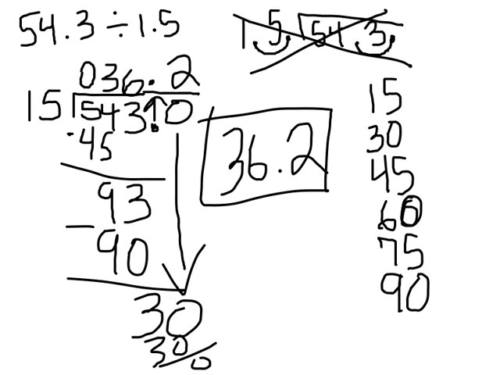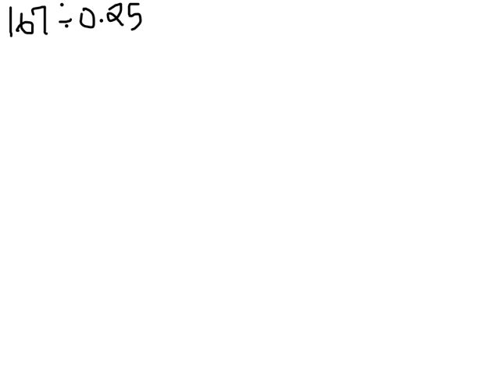Let's do another one. Hey guys, let's look at this next one. 167 divided by 25 hundredths. First thing I'm going to do is set up my division problem. 0 and 25 hundredths is my divisor. 167 is my dividend.